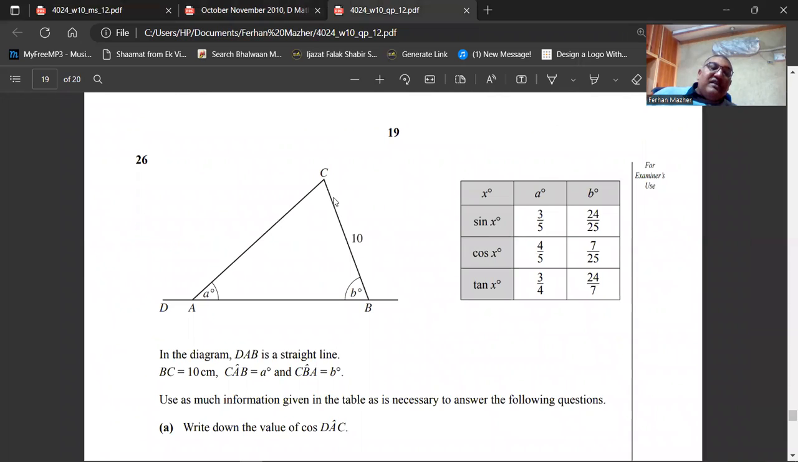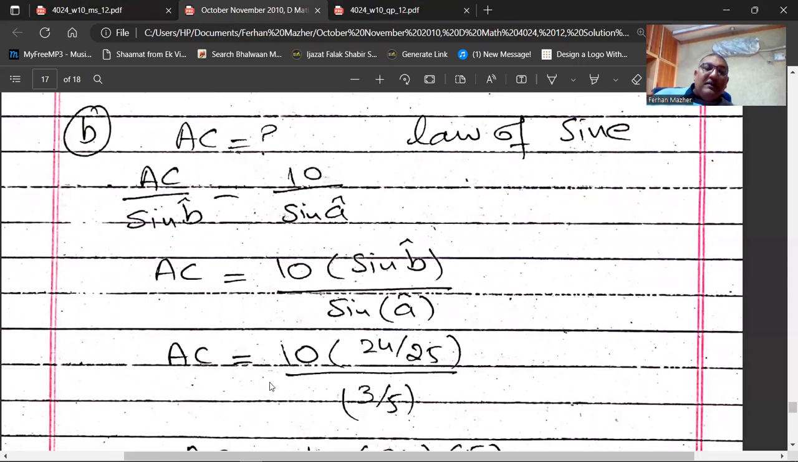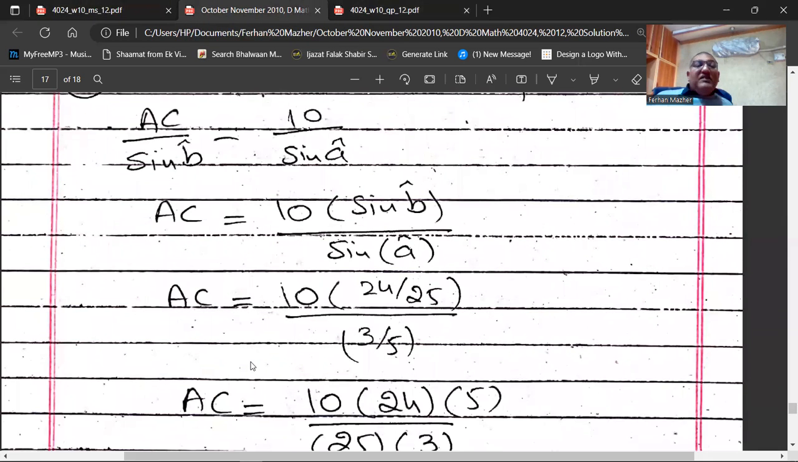AC divided by sine B equals 10 divided by sine A. And sine A and sine B are given here. So AC will be equal to 10 multiplied by sine B divided by sine A. So it will be 10 multiplied by sine B, which is 24 by 25.